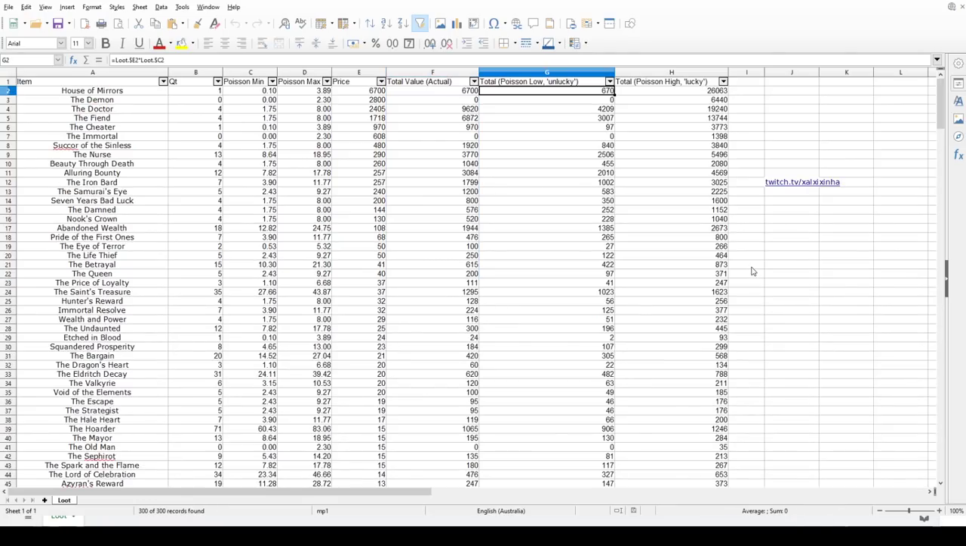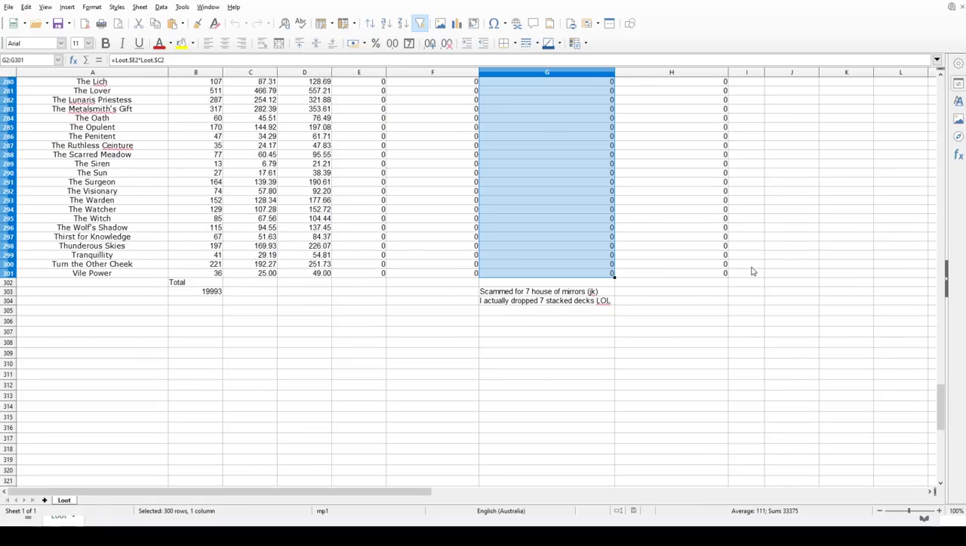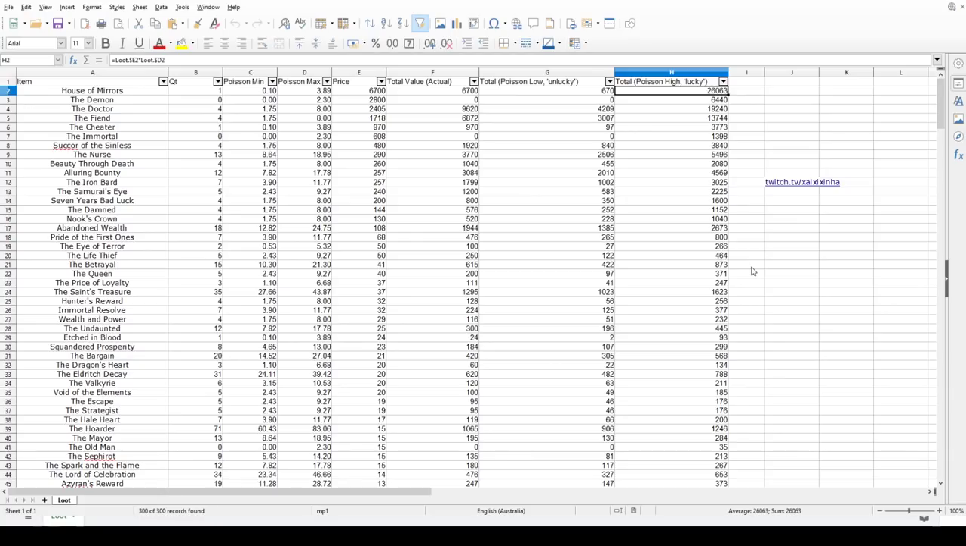62,858 chaos. Taking the unlucky roll, the total value that could be expected is 33,375 chaos. Notice that that's only half as much. And if we were to take the highest plausible roll, you're looking at 128,721.